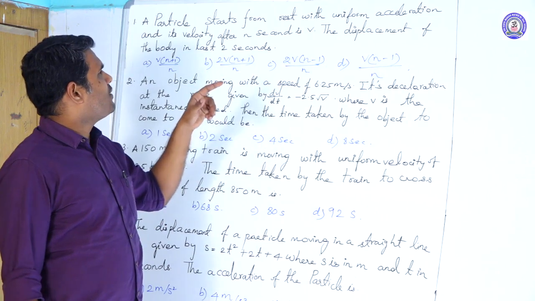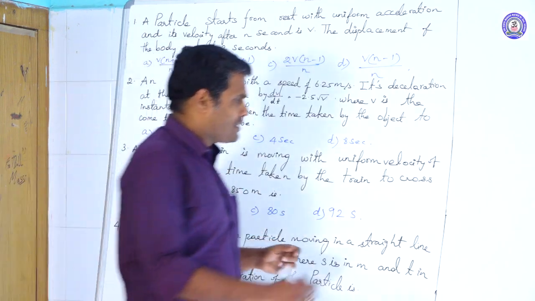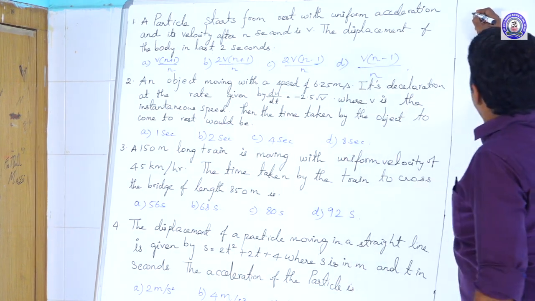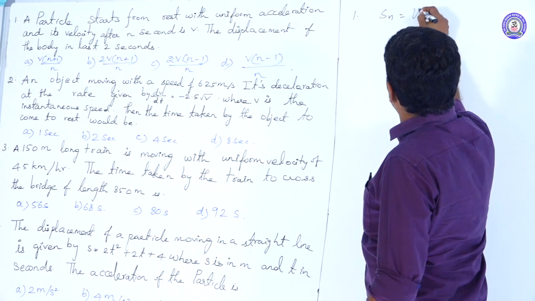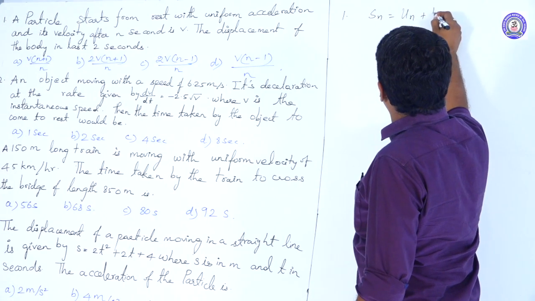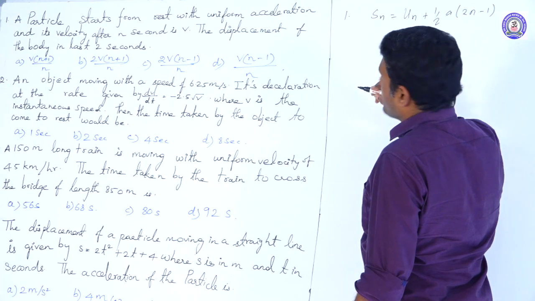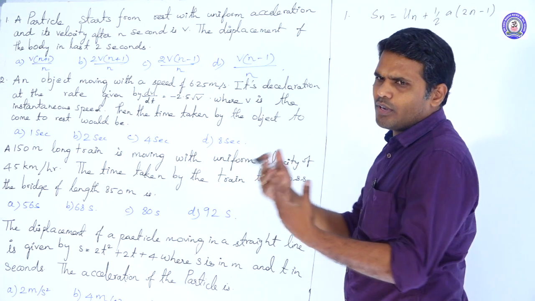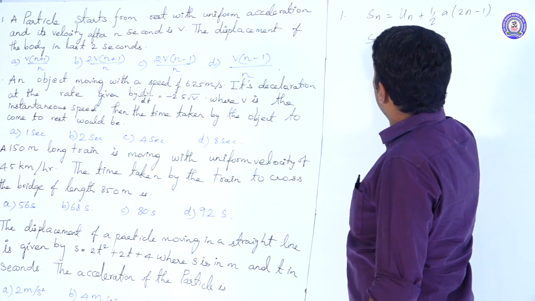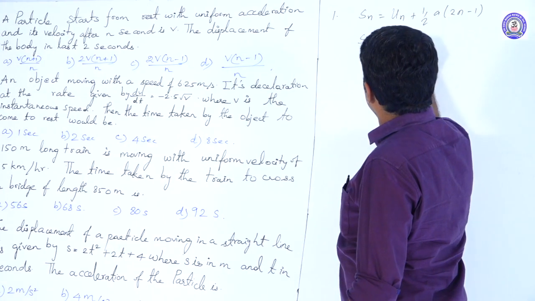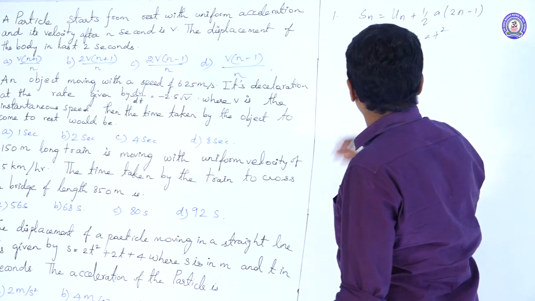If we need to know the value of displacement of the body in the last 2 seconds, we already saw the formula. Displacement of the body in the nth second can be given as Sn equals u plus half a (2n minus 1). This is one formula. Another formula, as you know, the second equation of motion is s equals ut plus half a t square. This is another formula.